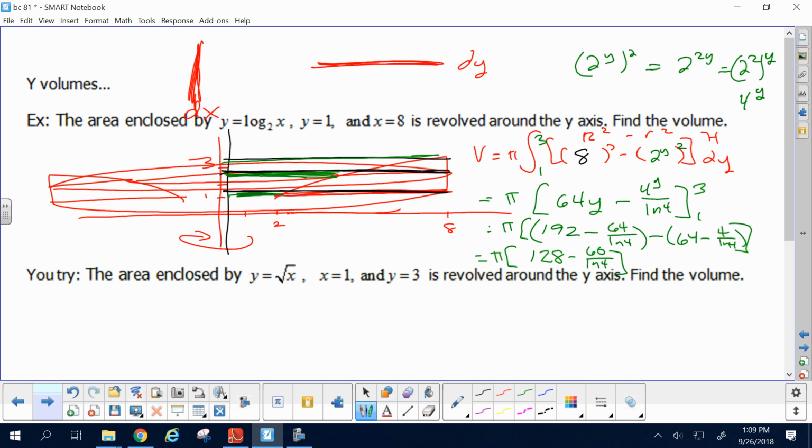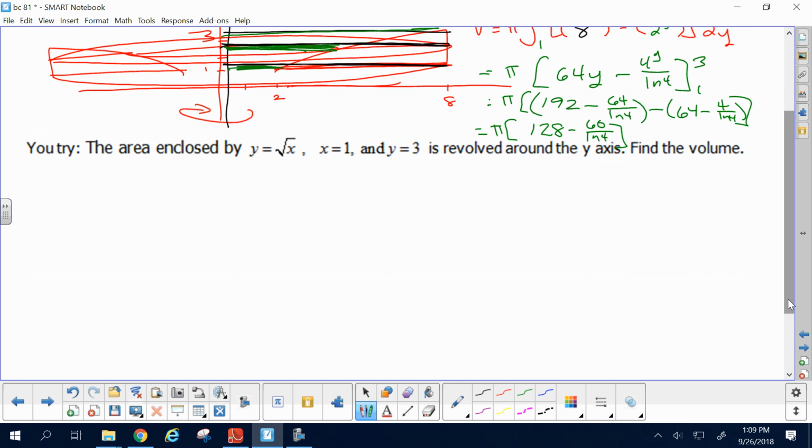Okay. That's the idea. You try. Try one on your own. Please make sure you identify the region correctly.